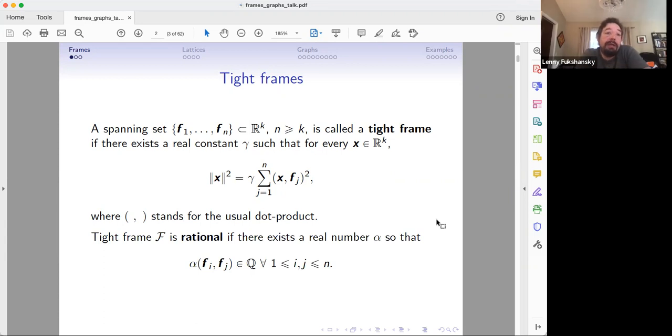Now we will say that a tight frame is rational if essentially all of the dot products between the frame vectors are rational up to some scalar multiplication by the same real number. They can all be made rational by the same alpha.